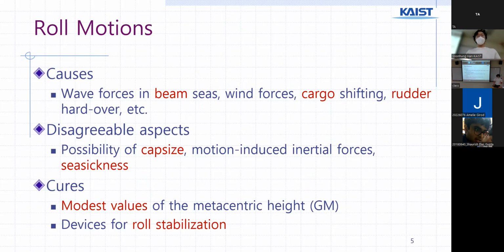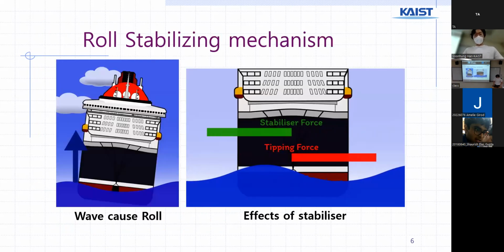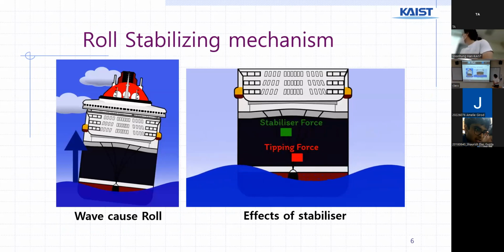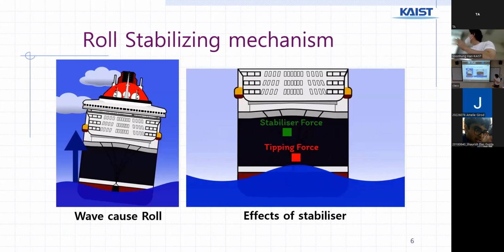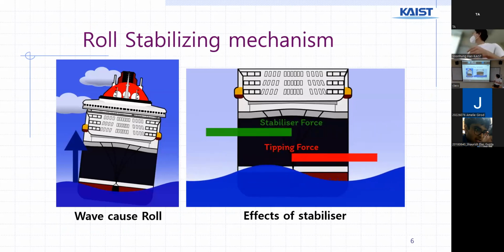Some other consequences of rolling motion are the possibility of capsizing the ship, and seasickness as well. To solve that, you can use a modest value of metacentric height, or use some device to control that rolling motion. The roll stabilizing mechanism is like this: you need to have a stabilizing force equal to the tipping force in the opposite direction.